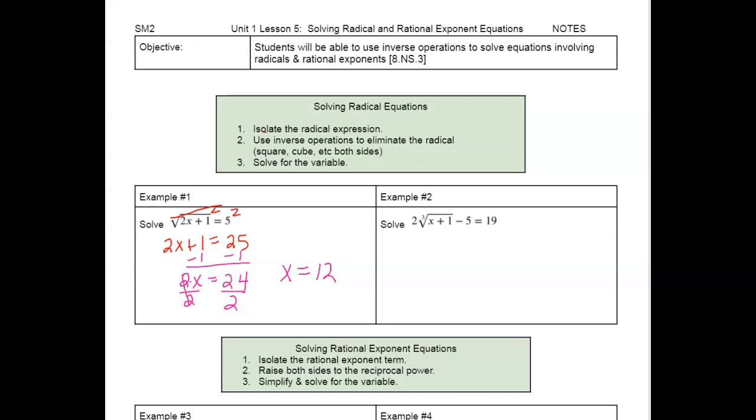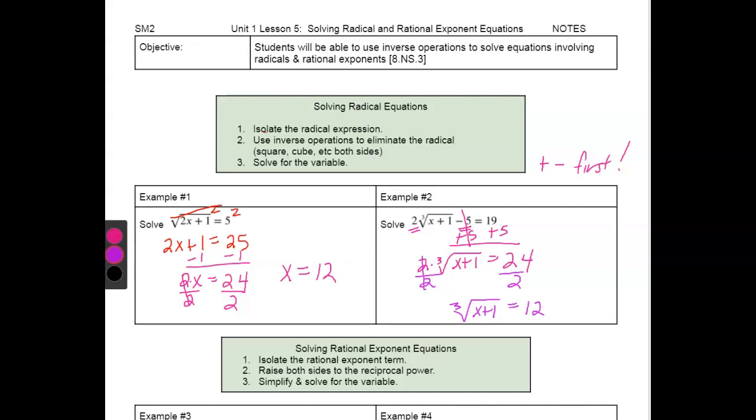So on example 2, it's a little harder. So you've got the 2 that we need to move and the 5. So you're always going to add or subtract first. Okay? So we're going to add 5 to both sides. You're left with 2 times the cubed root of x plus 1, those cancel, and 19 plus 5 is 24. So then, since that's being multiplied, to get rid of the 2, we're going to divide by 2. So the cubed root of x plus 1 is equal to 12. But that's how number 1 started.